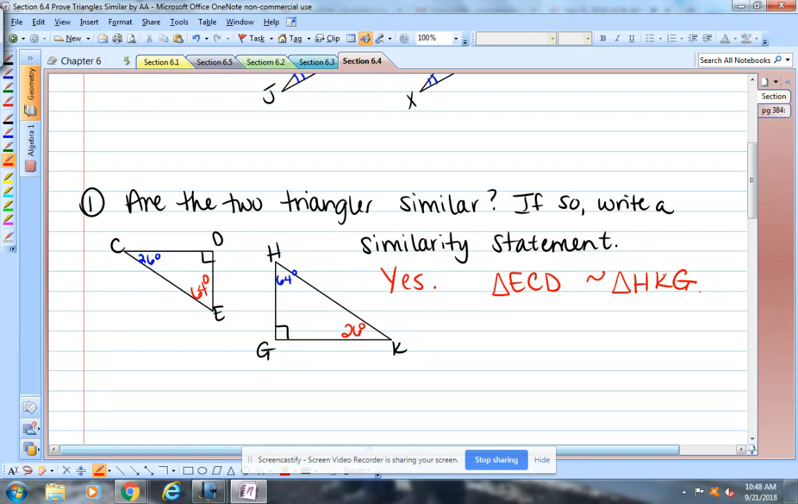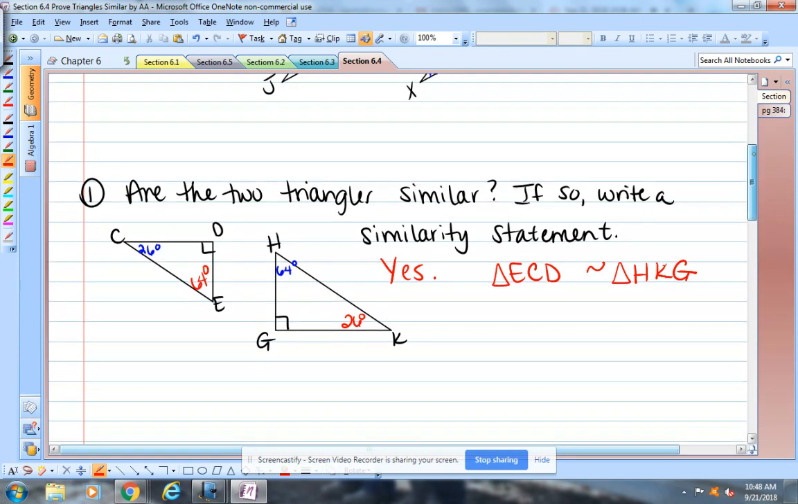So when you write your similarity statement, you're saying which two triangles are similar, but you have to put the corresponding angles in the same location in the similarity statement. Does that make sense? Okay, good job.